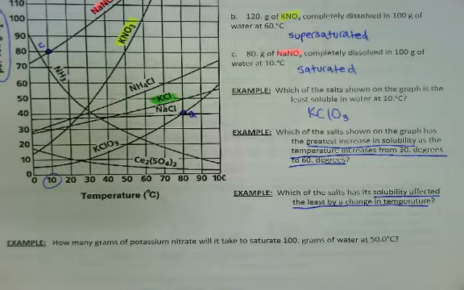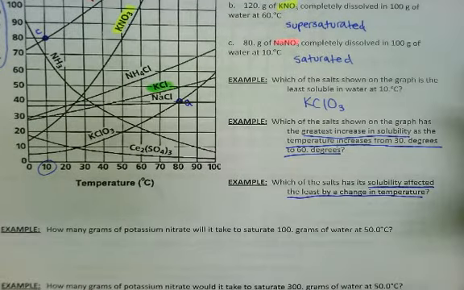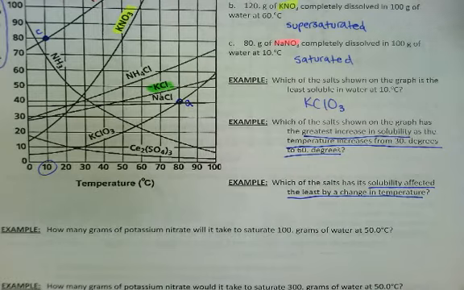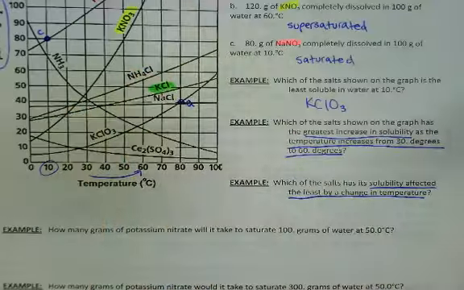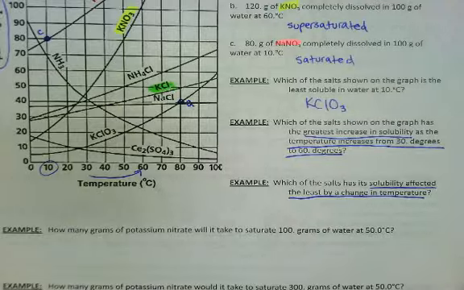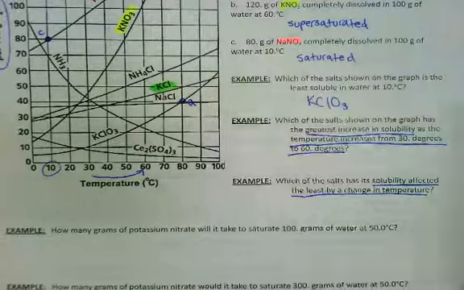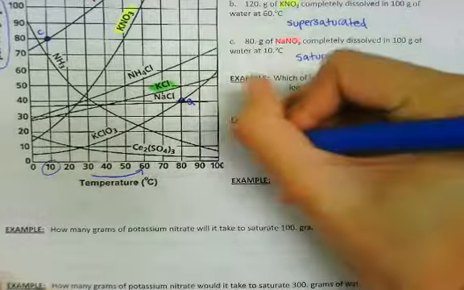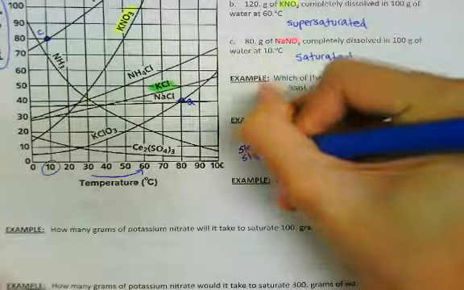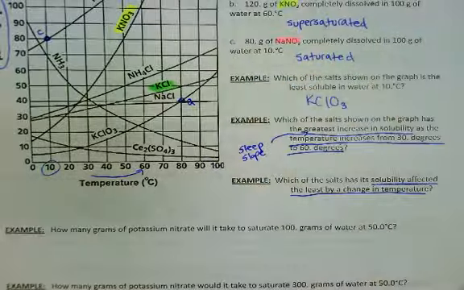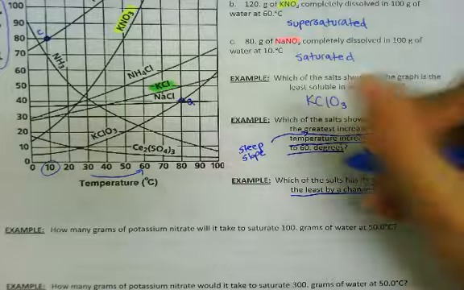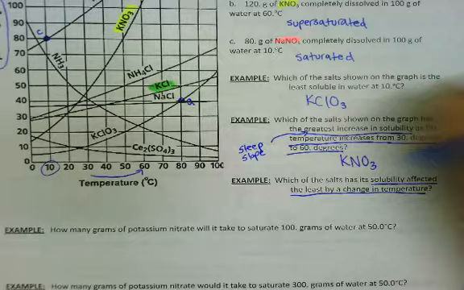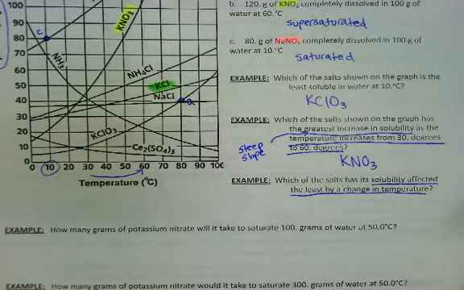Okay, let's take a look at these now. You've had some time to think about them. So for this first one, the greatest increase in solubility from 30 to 60 degrees. Are we looking for a steep slope or a not so steep slope here? A steep slope, right? Greatest increase, looking for a steep slope. Which of these curves has the steepest slope between 30 and 60, y'all? Okay, KNO3, very good. Potassium nitrate.